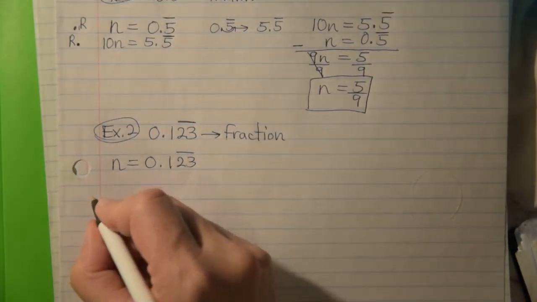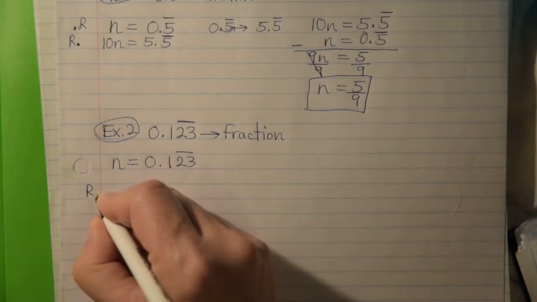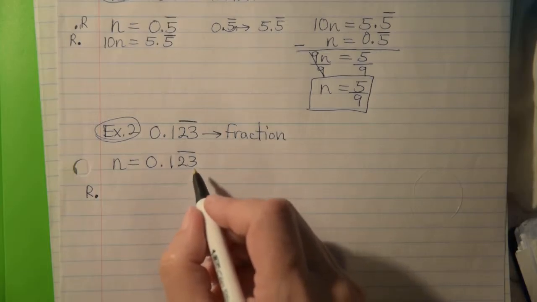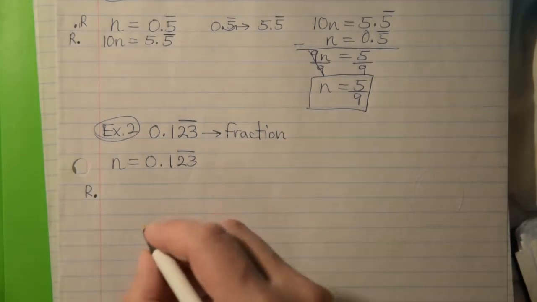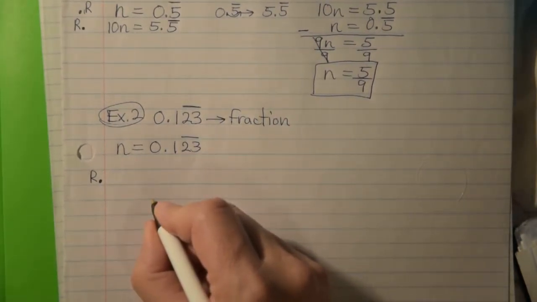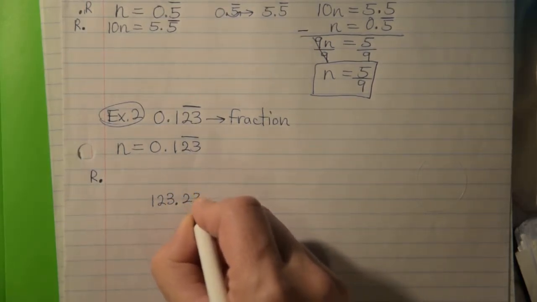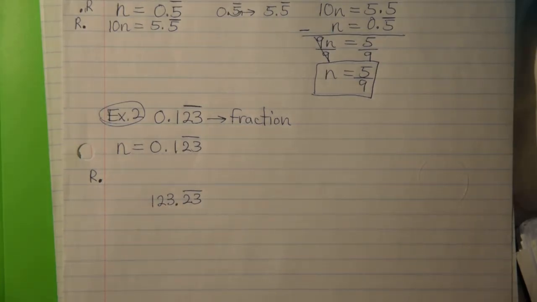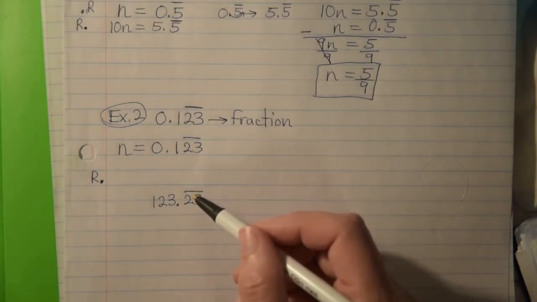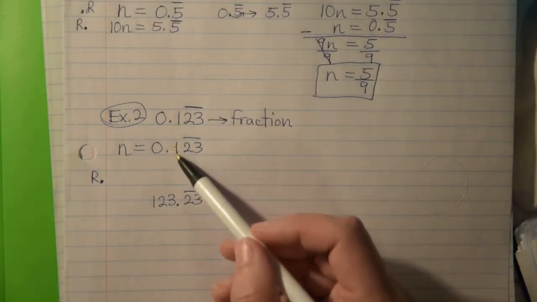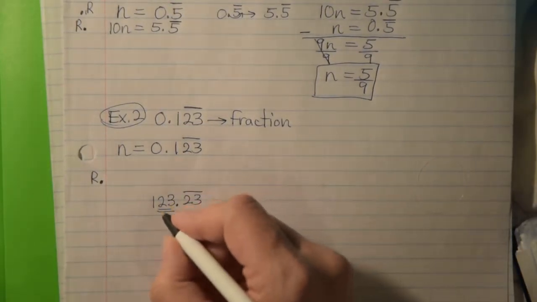Second step is to get one repeating unit to the left of the decimal. The repeating unit is 2, 3. What I want is to have 1, 2, 3.23 repeating, like that. So what you end up with is the only thing to the right of the decimal is the repeating unit. You don't have this one here. And here is the 2, 3, the one repeating unit to the left.